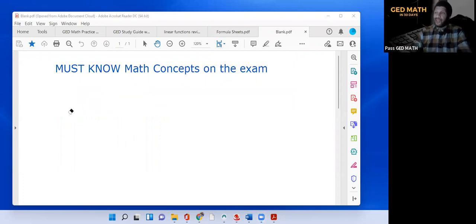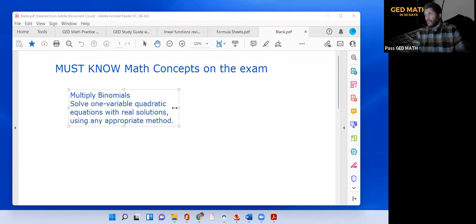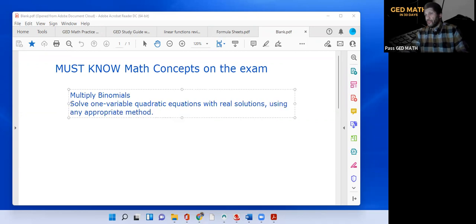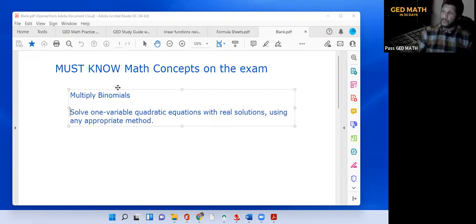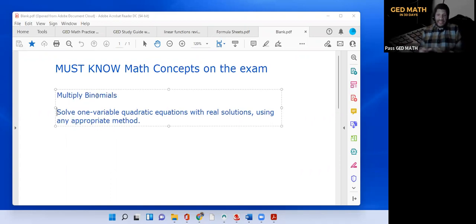The next two are kind of related. So multiply binomials and solve one variable quadratic equations. Let me put a little space in there. Okay. So that's about 17.